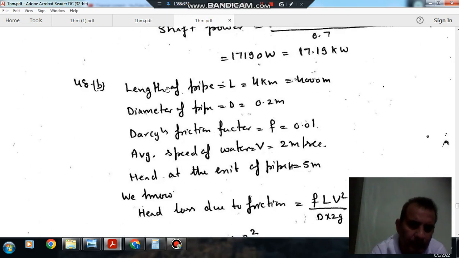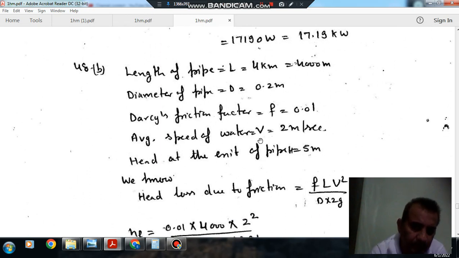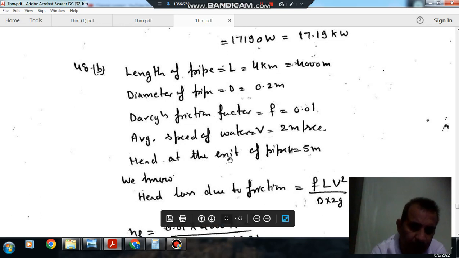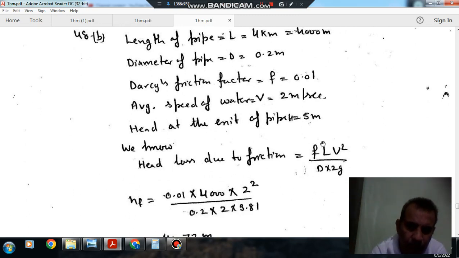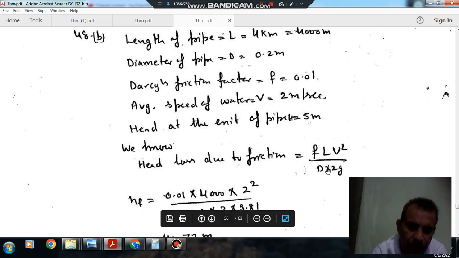So here the length of pipe is given 4 km or that is 4000 meters, and diameter of pipe is given 0.2 meter, and Darcy's friction factor is given 0.01. So average speed is given 2 meter per second, and head at the exit is 5 meter, and head loss due to friction is given by the formula f L V square by D into 2g.